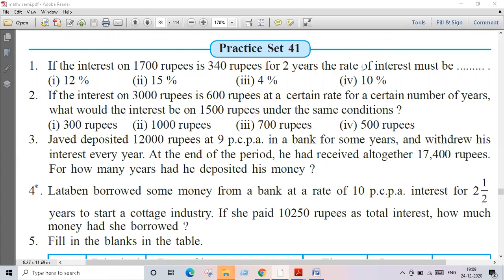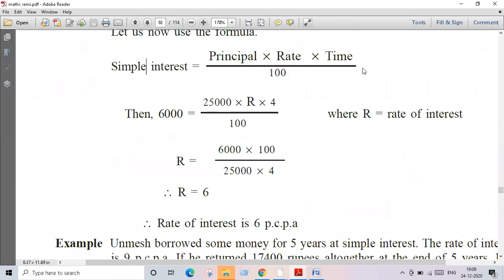Before starting the problem set, practice set 41, let's see some revision, guys. We have seen the formula of simple interest, that is principal into rate into time upon 100. This is the formula of simple interest, right? Where R is the rate of interest.